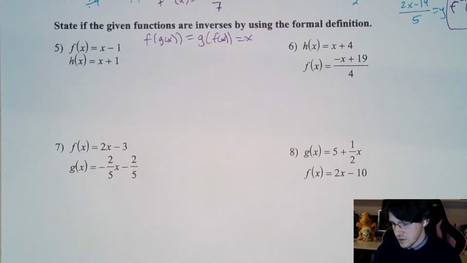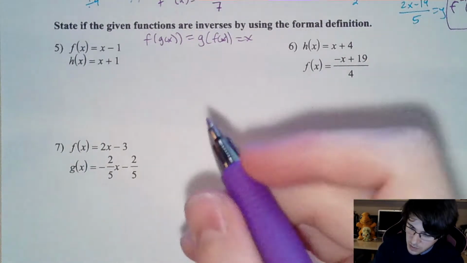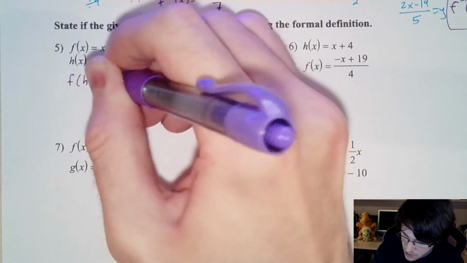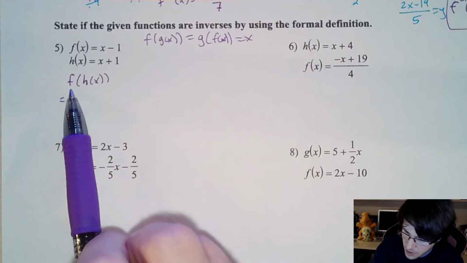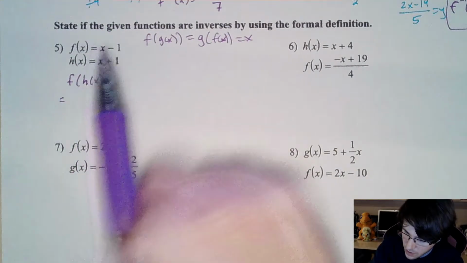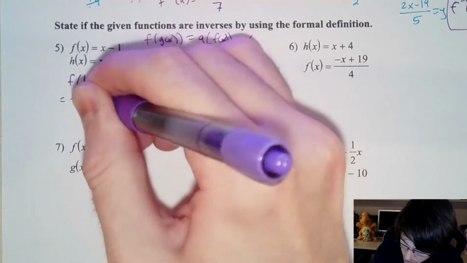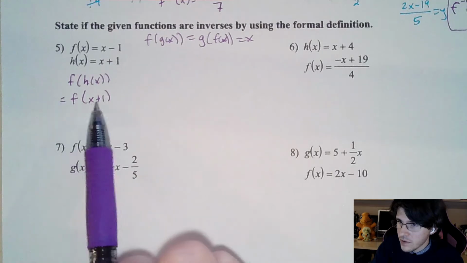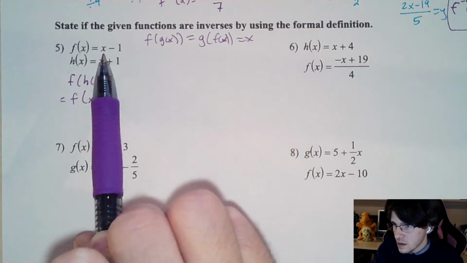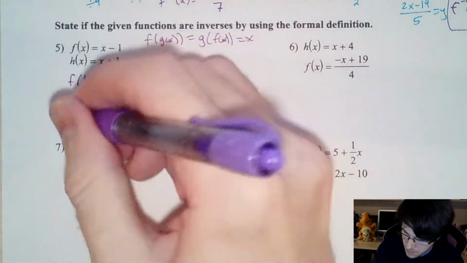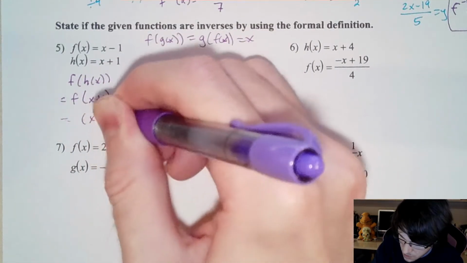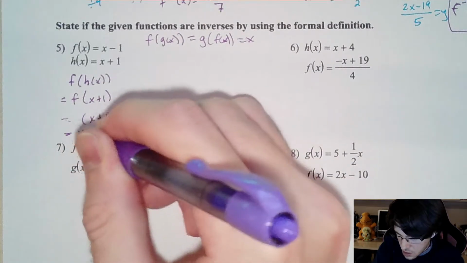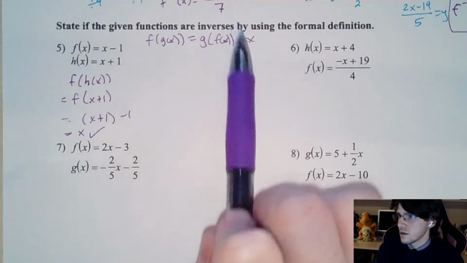So number 5, I kind of gave it to you as what I would call a freebie. It's supposed to be very simple to show that these are definitely inverses. So f of h of x, we're going to do that first. We rewrite the h with the f inside, so x plus 1, because h of x became x plus 1. Now f of x plus 1, that x is going to become x plus 1. So now we have x plus 1 minus 1, which is just x. Check mark. We've done the first one.